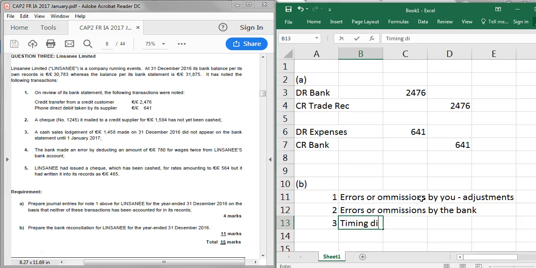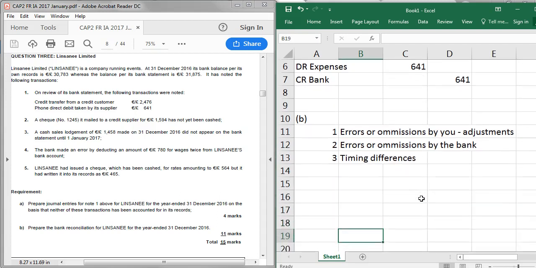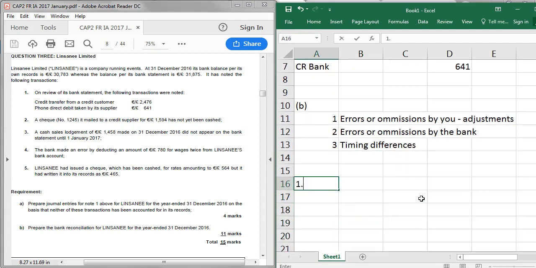And then you have just timing differences. So certain items like cheques and lodgements may be in your accounts, but they may not have hit the bank statement yet. So there's nothing wrong with that, that's just how it happens. They're not adjusting items, but they are reconciling items. So how you typically start off is, step 1 will always be to adjust your bank account.